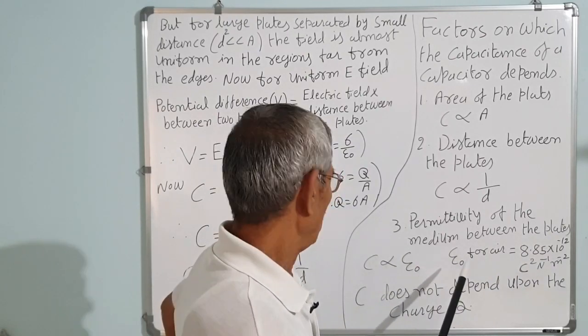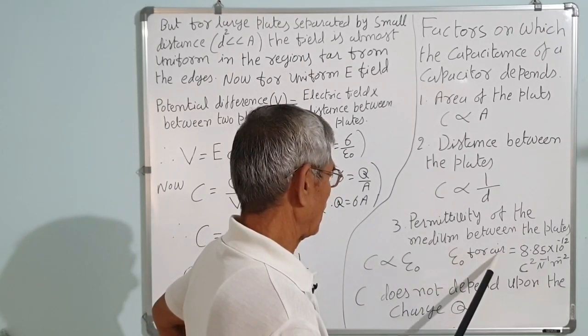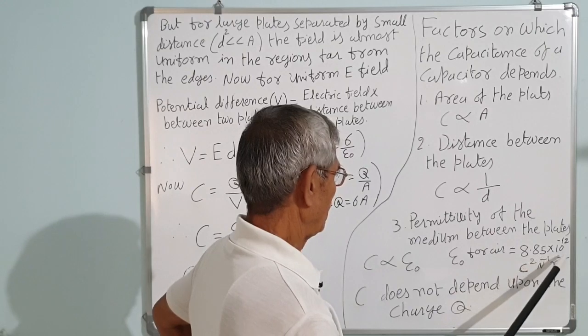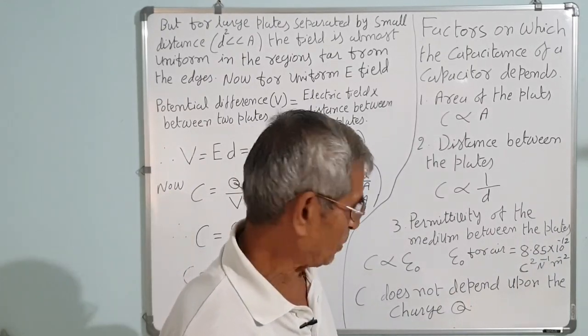Already we have studied epsilon 0 in Coulomb's law and electric field also. Epsilon 0 for air is, we know, 8.85 into 10 raised to minus 12 Coulomb square, Newton minus 1, meter minus 2.